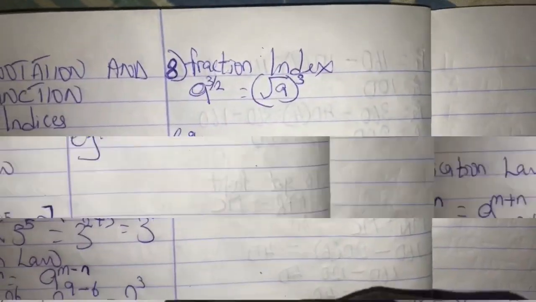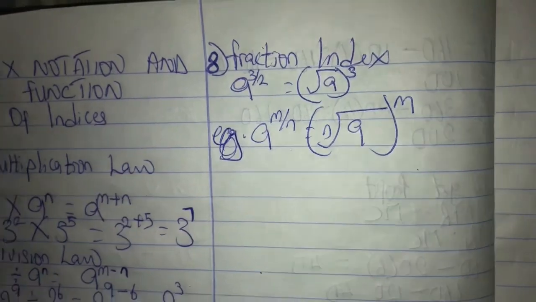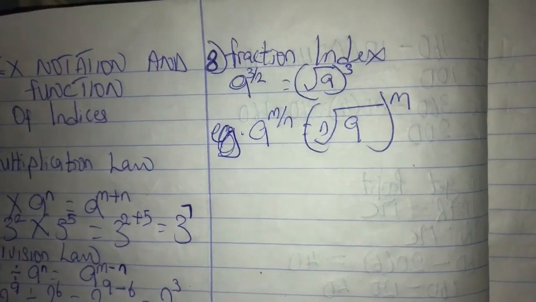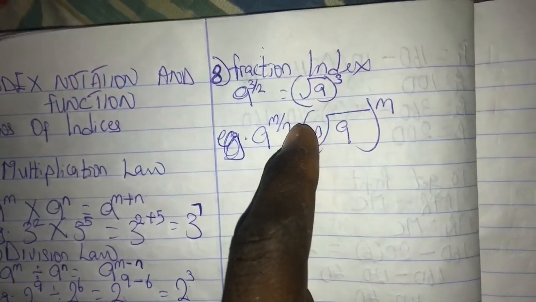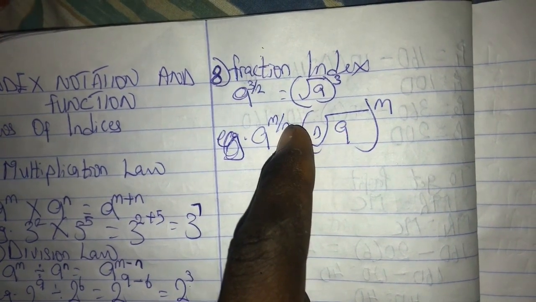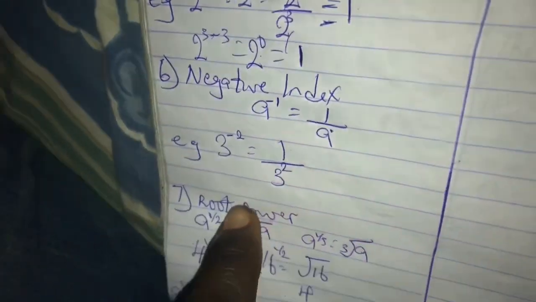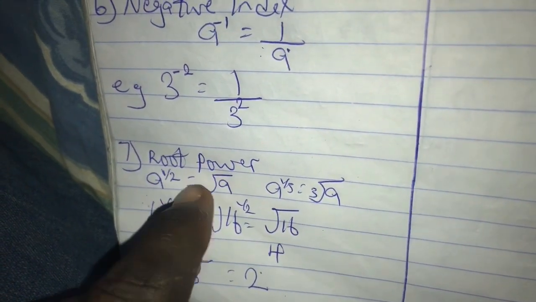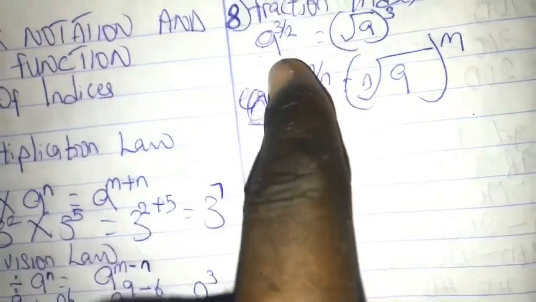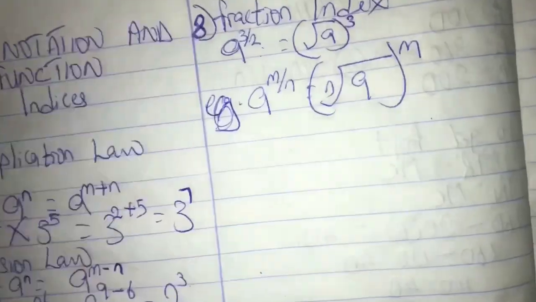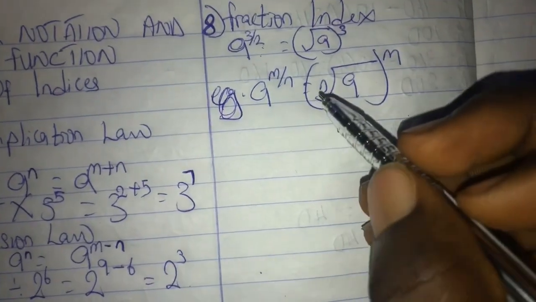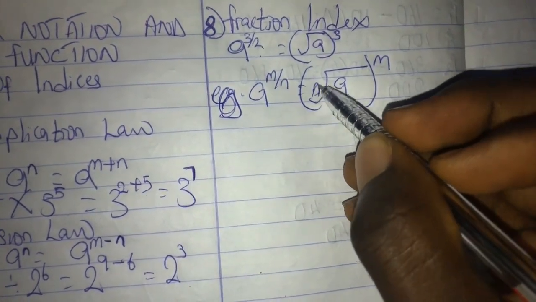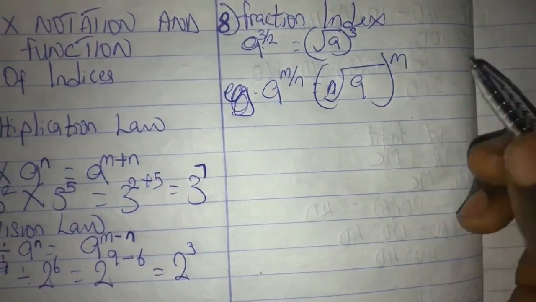Then as for the final one for today, which is fraction index. When you have a to the power of m over n, the n, which is the denominator, is usually the root. As you know from our root power, the denominator is usually the root. So n will be the root, then m becomes the power. So n, the denominator, is the root, then the numerator is the power.